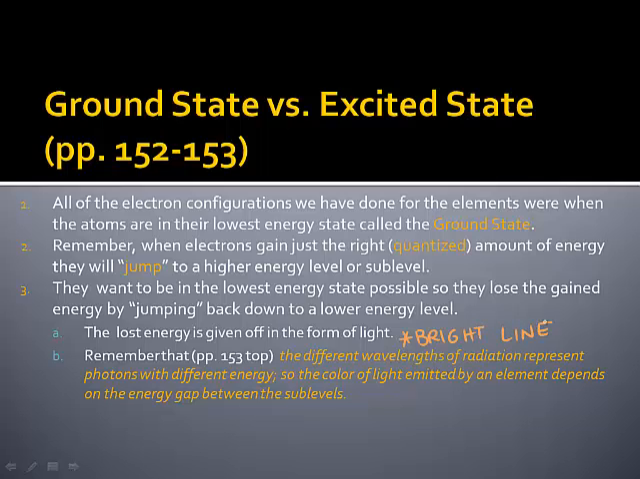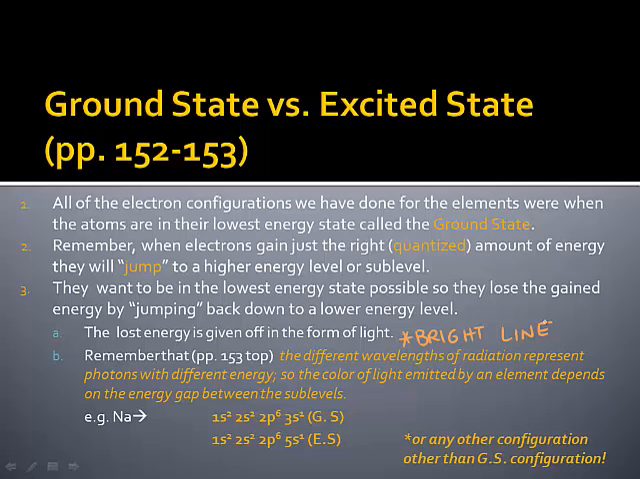And remember that the different wavelengths of radiation represent different photons of different energy, so the color of the light emitted by an element depends on the energy gap between the sublevels. Anytime you see elements filled in the order you would anticipate based on the energy level diagram, 1s2, 2s2, 2p6, 3s1, that represents a ground state, the most relaxed state. Anytime you have them placed outside of that order, that represents an excited state.